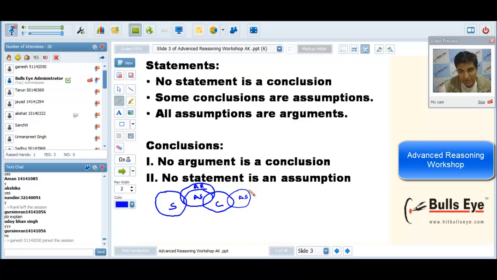Then all assumptions are arguments. So all assumptions are arguments, and this could also be a scenario. Now no argument is a conclusion is wrong, because some conclusions are arguments. Then no statement is an assumption. Now this case may or may not be there, because in this scenario some assumptions are statements and here no assumptions are statements.